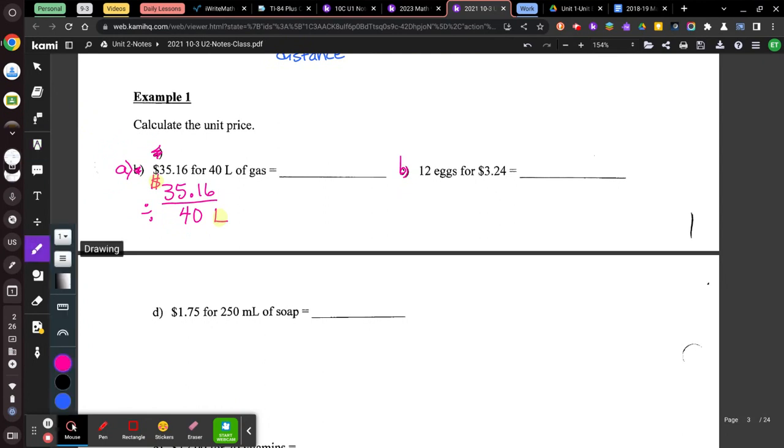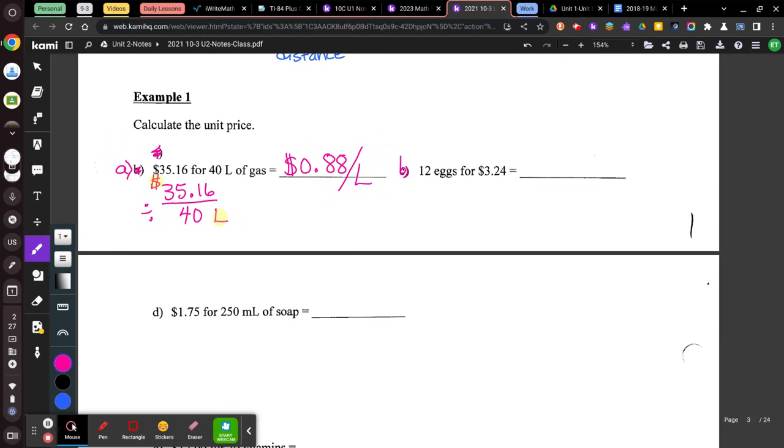So when I divide that, I'm going to get 0.88 cents per liter. That's how we would write it, and that's how we say it. It's per liter or every liter. We have another eggs example.